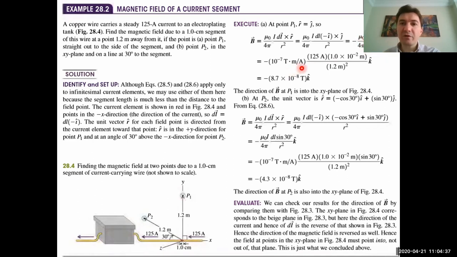So mu zero is given in the questions and the current is given in the problem. And here we have DL. What was DL? The length of that current segment. It is 1 centimeter; put it here in terms of meters. Then the distance from the current segment to the position, which is also given as 1.2, put it there. Then you can calculate the magnetic field at that position due to one current segment with 1 centimeter length. That's nice. So what about the direction of B? It is into the XY plane, at that point into the XY plane.